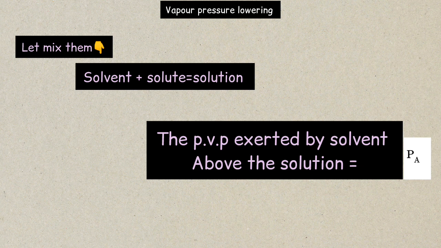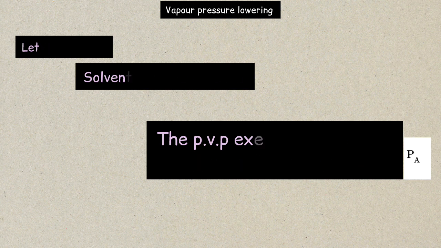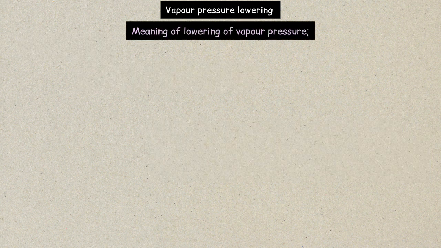As we all know, the vapor pressure of the solute is equal to 0. So the partial vapor pressure exerted by that solvent vapor is going to be equal to, let's say, PA. Now, the main meaning of the lowering of vapor pressure, this is how it goes.